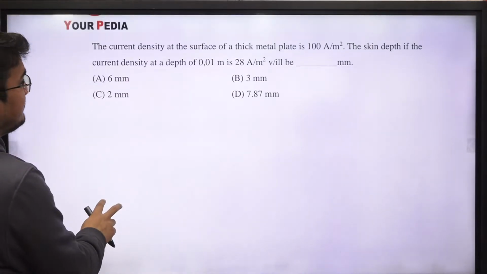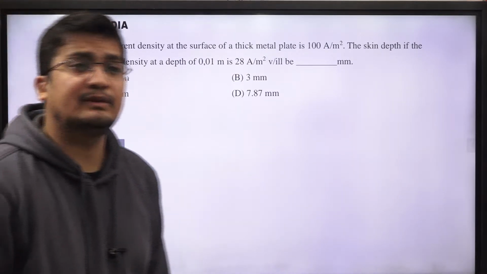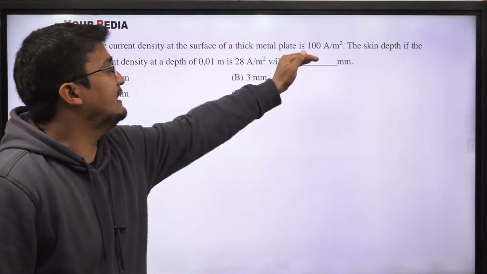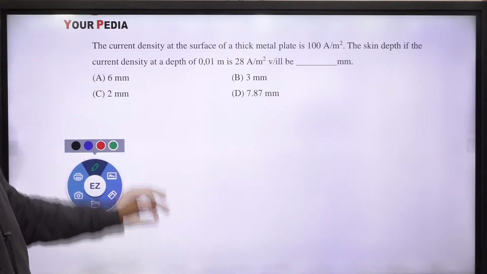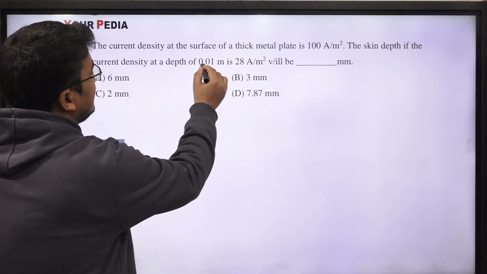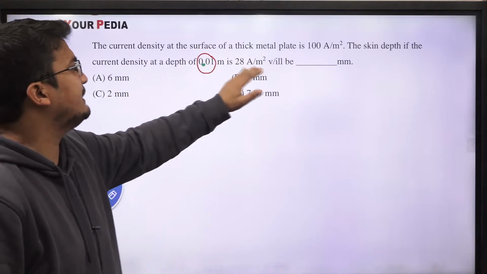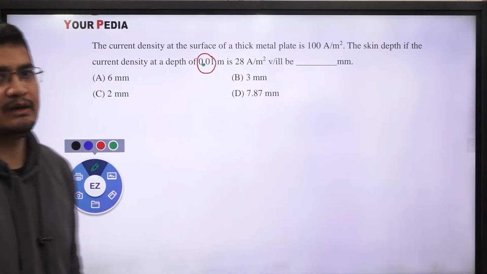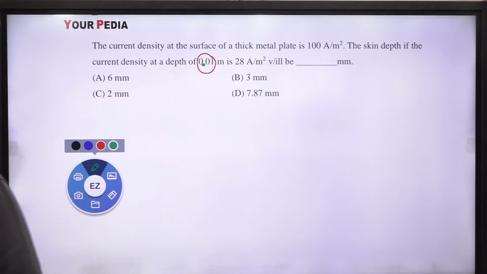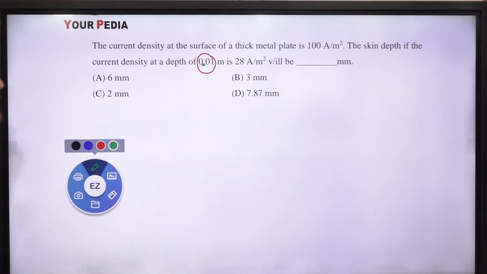Guys, this question is very important, and many times these kinds of questions have been asked in the ISRO exam. Tell me the answer, again from EMFT. The current density at the surface of a thick metal plate is 100 ampere per meter square. If the current density at the depth of 0.01 meter is 28 ampere per meter square, tell me what will be the skin depth. This is a very important question from the ISRO exam point of view. Tell me the answer, please.